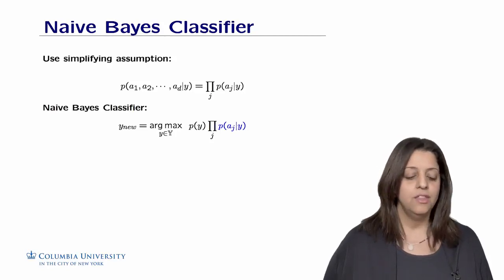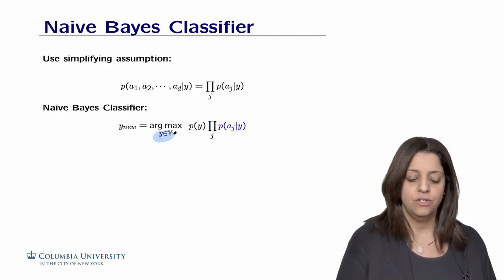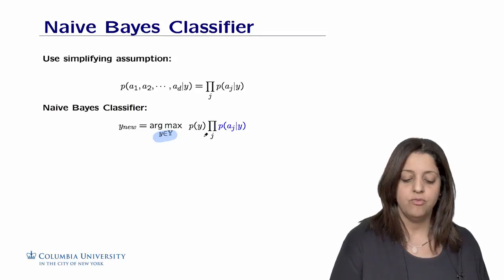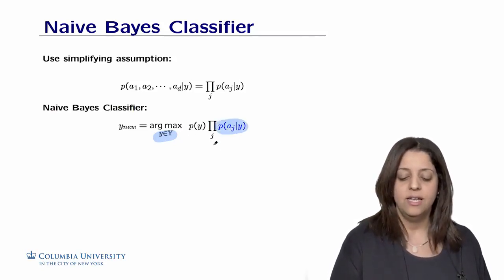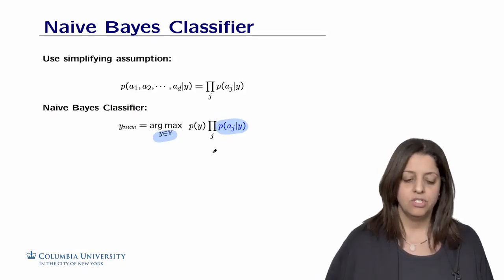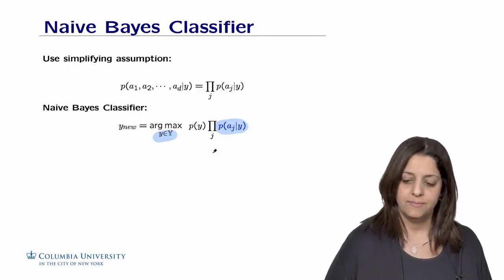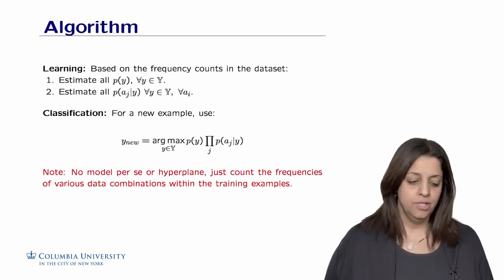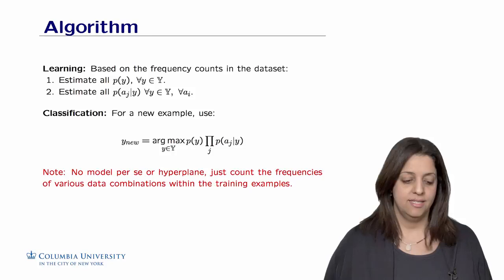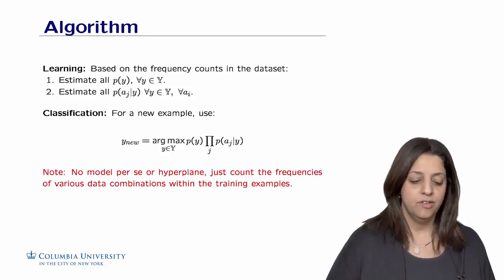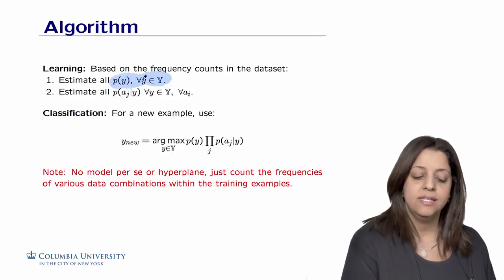Okay, so now the y new would be the argmax over the possible labels of what? Of p of y, product of p of aj given y. So this applies the simplifying assumption so that we can estimate the label of this new instance. So the algorithm is quite simple. We are going to base our estimation of probability on the frequency or the counts in the data set. We're going to estimate all p of y for all y in the set of labels.